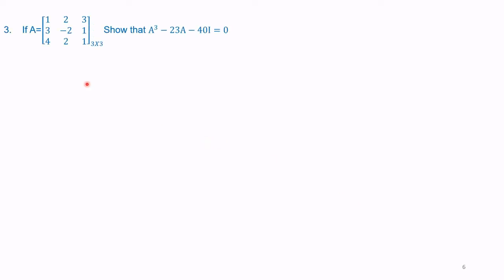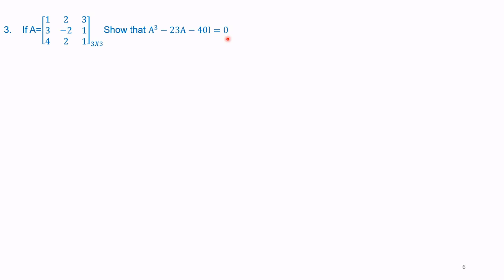Question number 3. If A is equal to, within square brackets, 1, 2, 3, 3 minus 2, 1, 4, 2, 1, show that A cube minus 23A minus 40I is equal to 0.